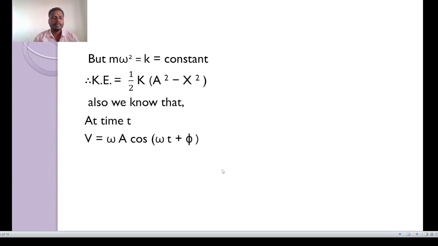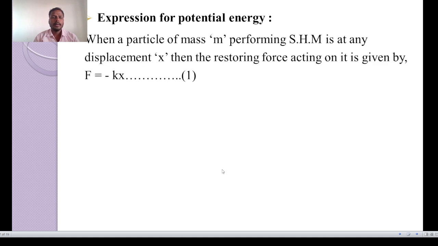Also, we know that at a time t, that is at any instant, velocity v is equal to omega a cos omega t plus phi. Therefore, the formula of the kinetic energy is equal to 1 by 2 m omega square a square cos square omega t plus phi.